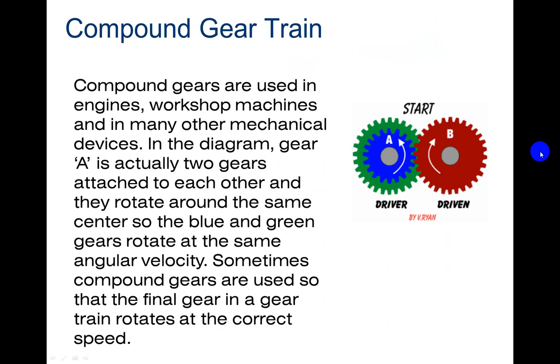Now the compound gear train. Compound gears are used in engines, workshop machines, and in many other mechanical devices. In the diagram, gear A is actually 2 gears attached to each other, and they rotate around the same center, so the blue and green gears rotate at the same angular velocity. Sometimes compound gears are used so that the final gear in a gear train rotates at the correct speed.